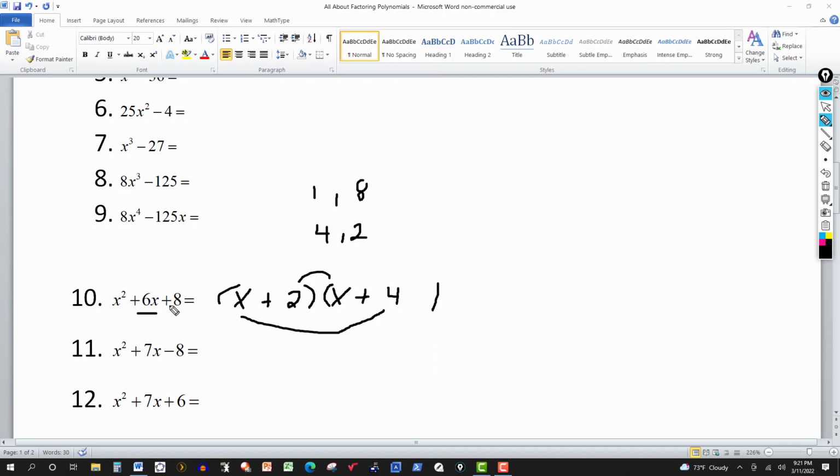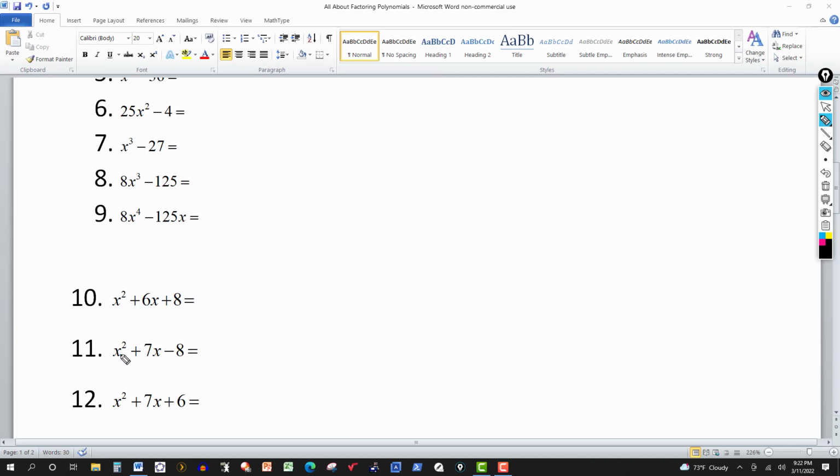Now if the sign of the third term is negative, these signs will be opposite. One positive, one negative. And what's going to determine what arrangement you have will depend on what you want to come up with, a positive middle term or a negative one. So now we have x squared plus 7x minus 8. So we always assume it's factorable, and if there's no combination of numbers that will give us the factored form, then you say it does not factor or it's prime.